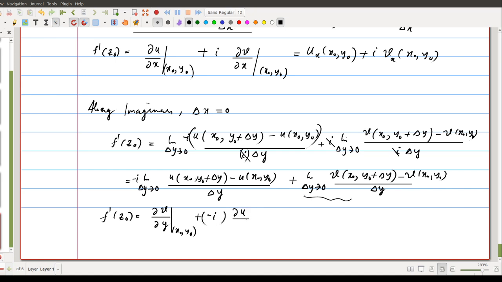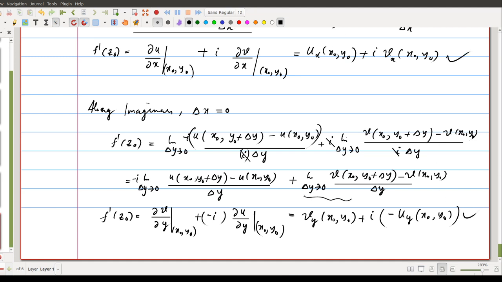This is the real part, plus minus I times this thing, which is going to be dou u by dou y at the point x naught y naught. So we write v y, the derivative of v with respect to y at x naught y naught, and minus I times u y at the point x naught y naught. So this is the f dash z naught obtained the other way. Now we can equate this and this, both represent the same f dash z naught.